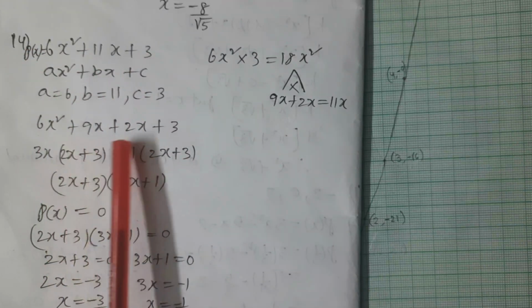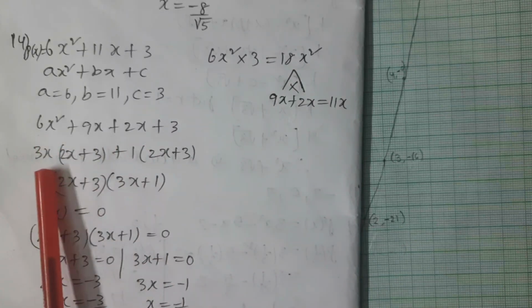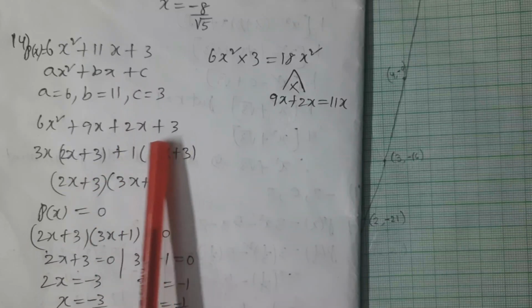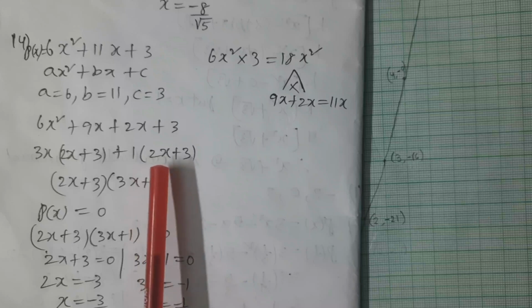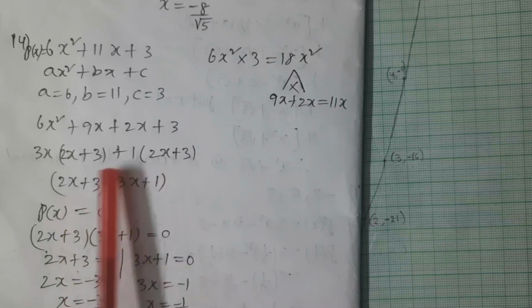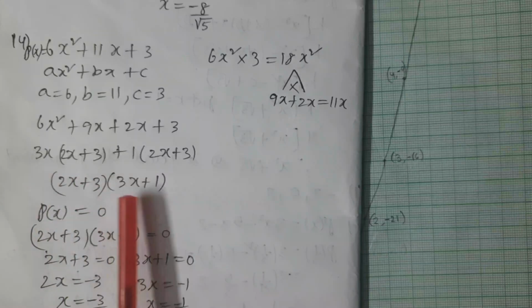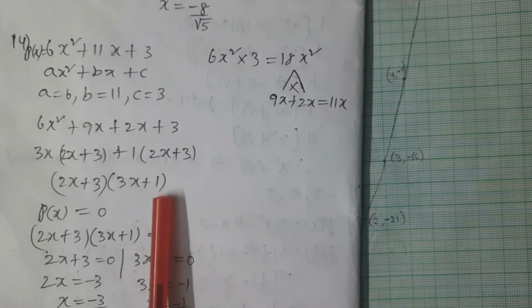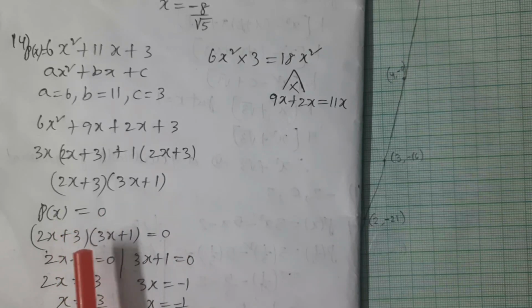6x square plus 9x plus 2x plus 3. Take common 3x in these two: 3x into 2x plus 3, plus 1 into, because in these two there is no common number, so 1 only you can take common, 1 into 2x plus 3. Now both these, 2x plus 3 is common. Take out 2x plus 3. 3x plus 1, because 3x is remaining here, remaining here is 1. So 3x plus 1. We need to find the zeros of the quadratic polynomial.